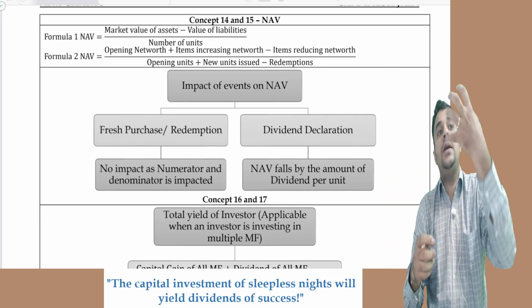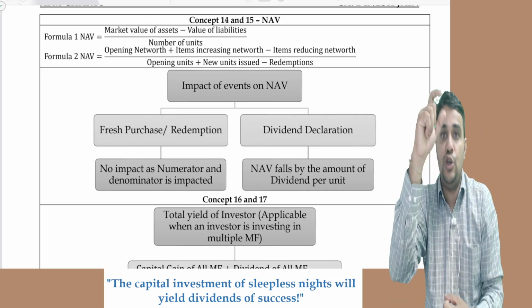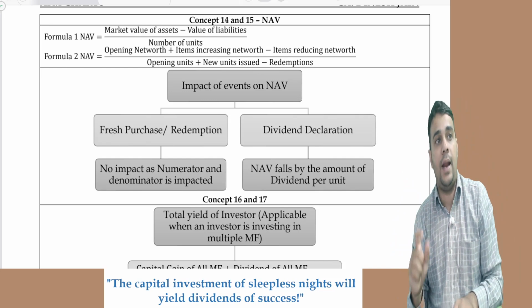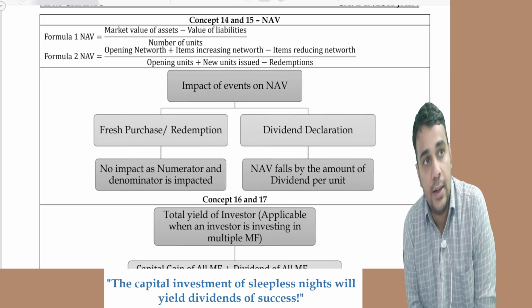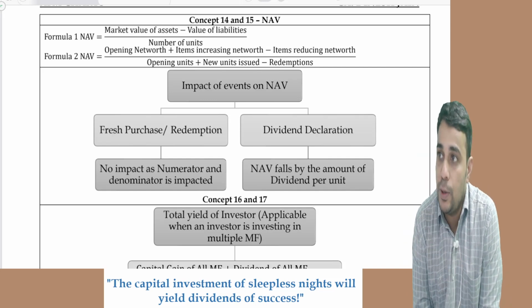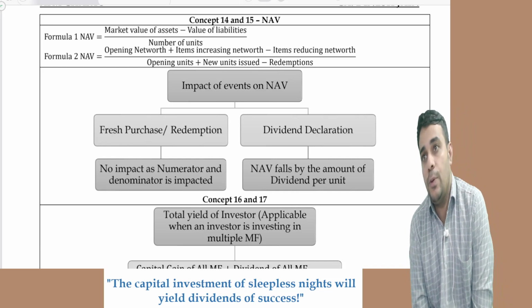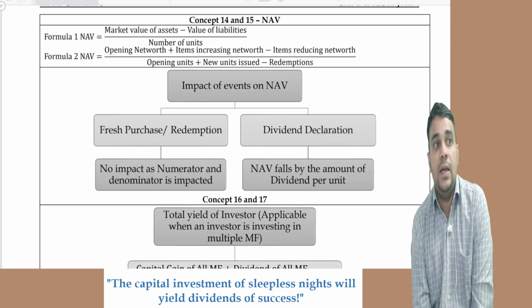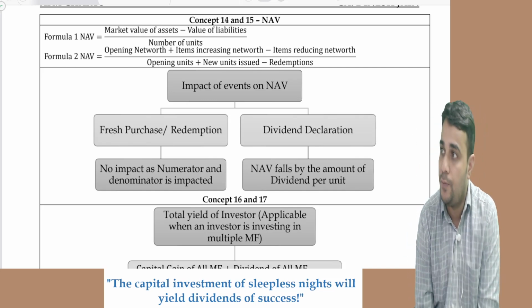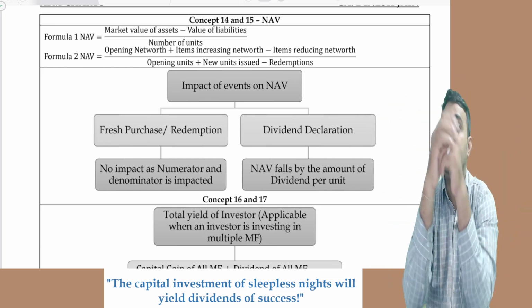If you come into the mutual fund, you are added to the numerator as well as to the denominator. And if you are moving out, you are removed from the denominator and you are removed from the numerator. NAV will remain the same if a person comes into the mutual fund or if a person exits the mutual fund.